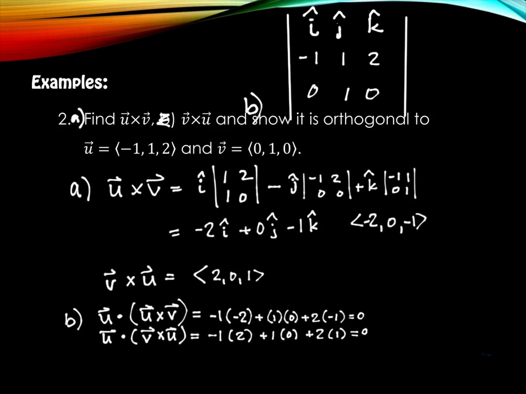Running out of space, though. So we have found that u dotted with either u cross v or v cross u is 0, so it verifies that it is an orthogonal vector to u. We need to do the same thing with v. So we're going to do v dotted with u cross v. v had the components 0, 1, 0. So it's 0 times negative 2 plus 1 times 0 plus 0 times negative 1.